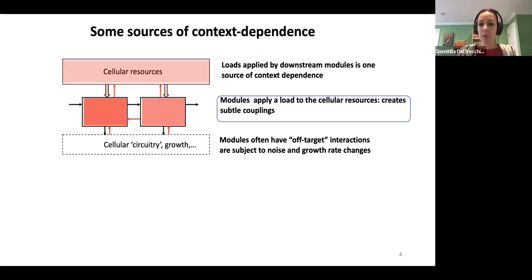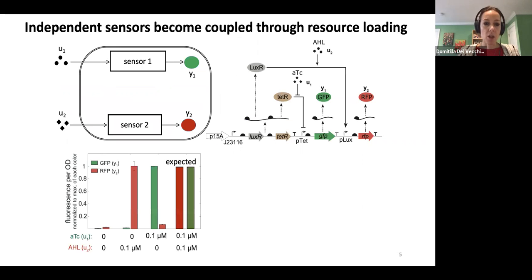In this talk, I will focus mostly on the cellular resources problem. And in particular, I will give you some examples just to give you a sense of how this can play a role, and then I'll dive into the essence of the talk.